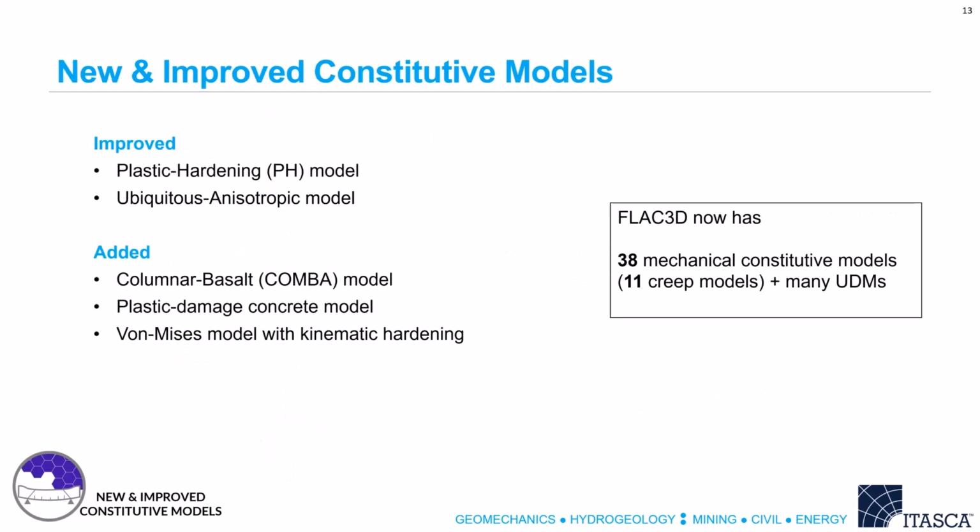Okay, next I will talk about some new and improved constitutive models in FLAC3D. In version 9, we have an improved plastic hardening model and an improved ubiquitous anisotropic model. We added 3 new constitutive models: the conformal model, or sometimes we call it the combo model, the plastic damage concrete model, and the von Mises model with kinematic hardening. So far, FLAC3D version 9 has 38 mechanical constitutive models, including 11 creep models and many user-defined models.